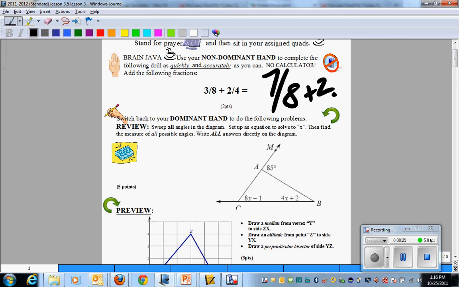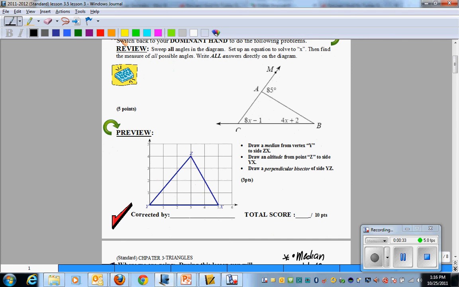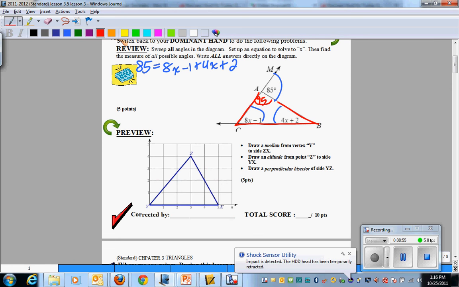In the middle, please use a red pen, thank you. In the middle, there's 2 ways to do this. I'll show you both methods. Either is correct. We could say this exterior angle 85 is equal to the sum of these 2 interiors, 8x minus 1 plus 4x plus 2. Or you could have found this angle 95 and then gone like this.